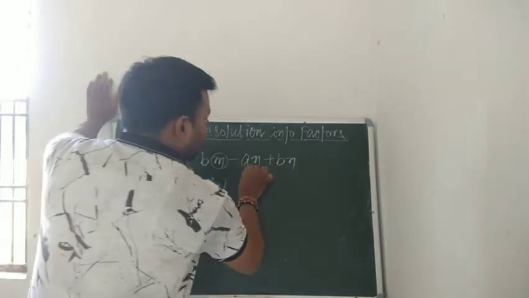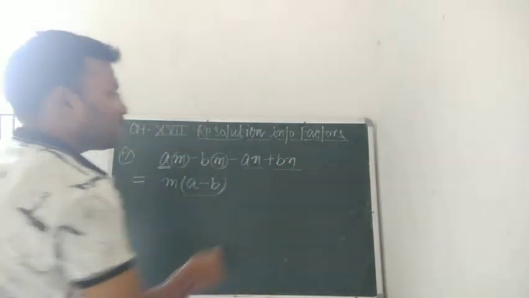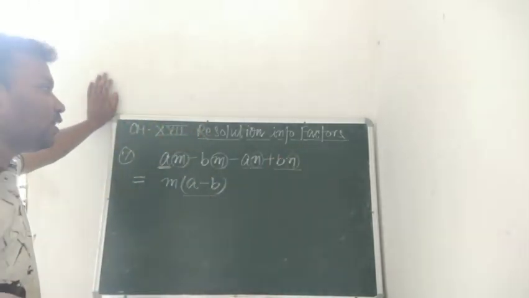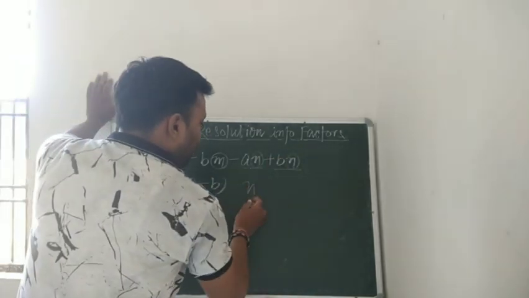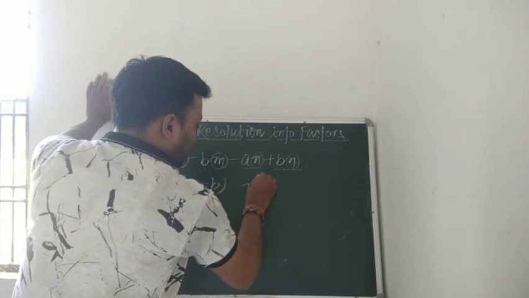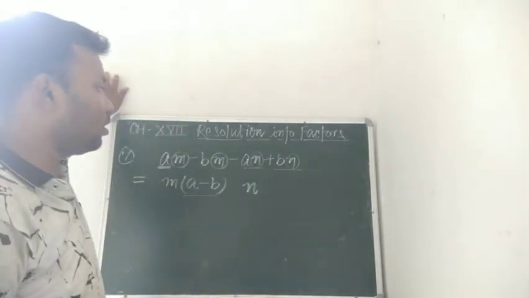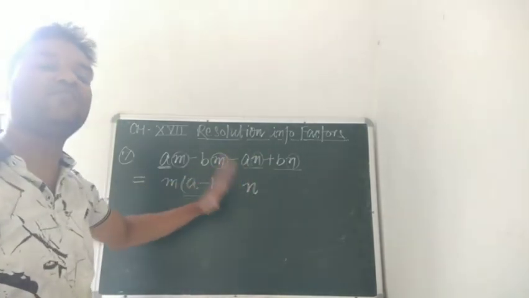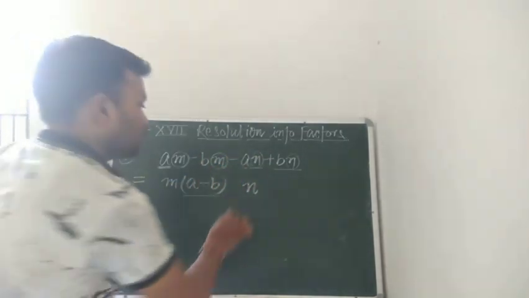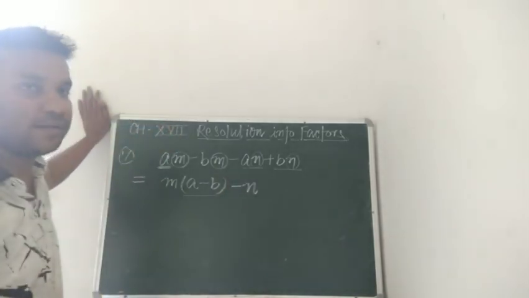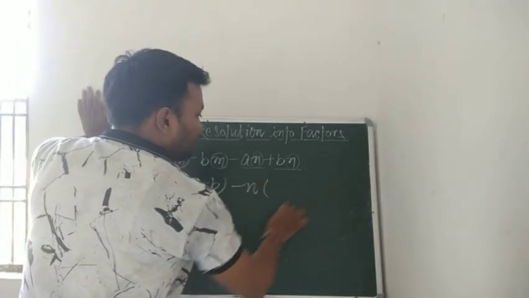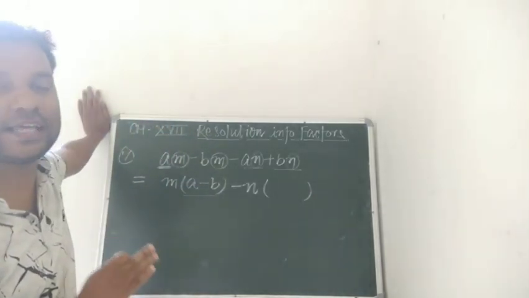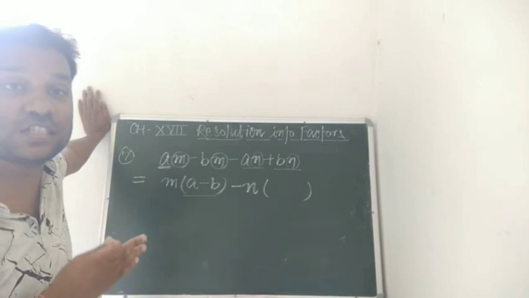Again, in the third and the last term, what is common? N is common, okay, students. So we'll take n as a common. Although minus is not common here, we will take minus before the bracket as a common here, that is minus n. And according to the rule of bracket, we know that if there is a negative sign before the bracket, then all the signs inside the bracket will change.